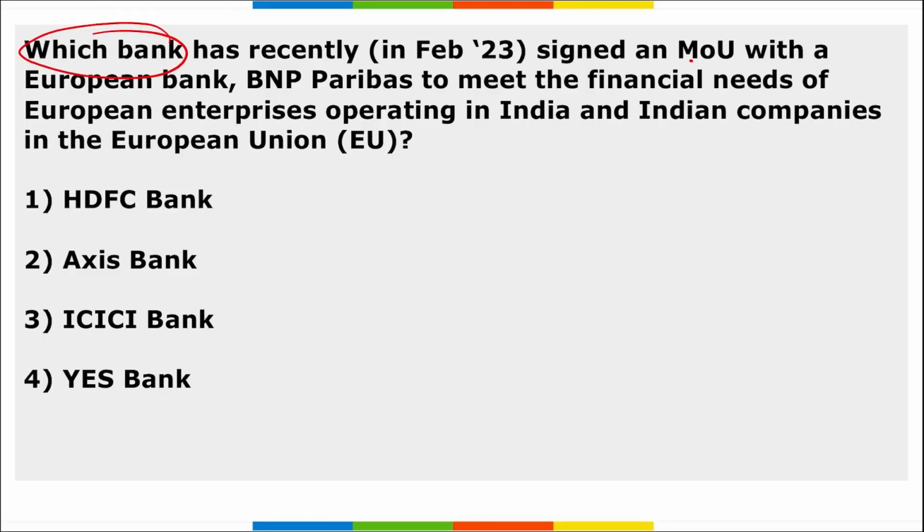Next, which bank has recently signed an MOU with the European bank BNP Paribas to meet the financial needs of European enterprises operating in India and Indian companies in the European Union? So remember, the bank is ICICI Bank from India and BNP Paribas from Europe. These two organizations have tied up so that Indian companies working in Europe and European companies working in India can collaborate and meet each other's financial needs.